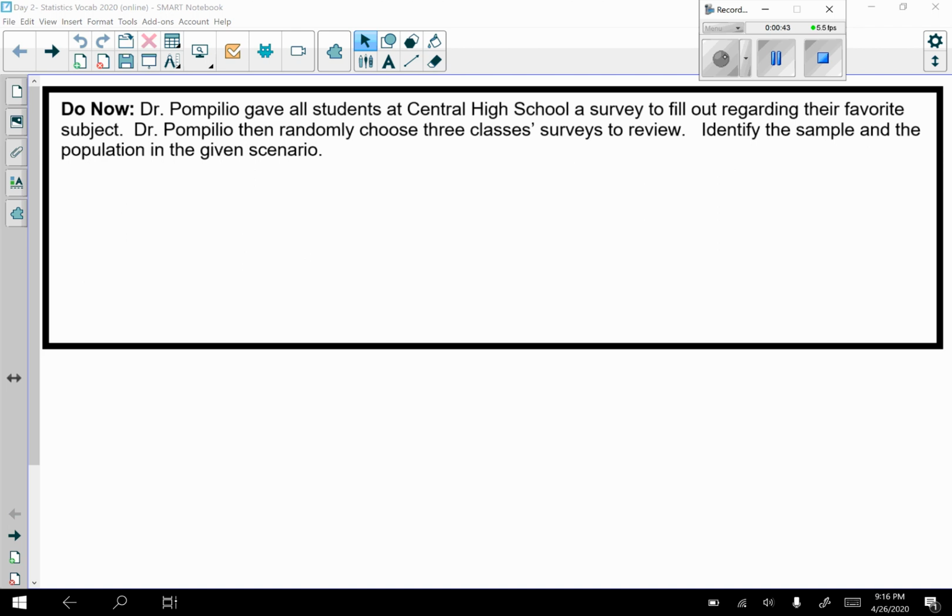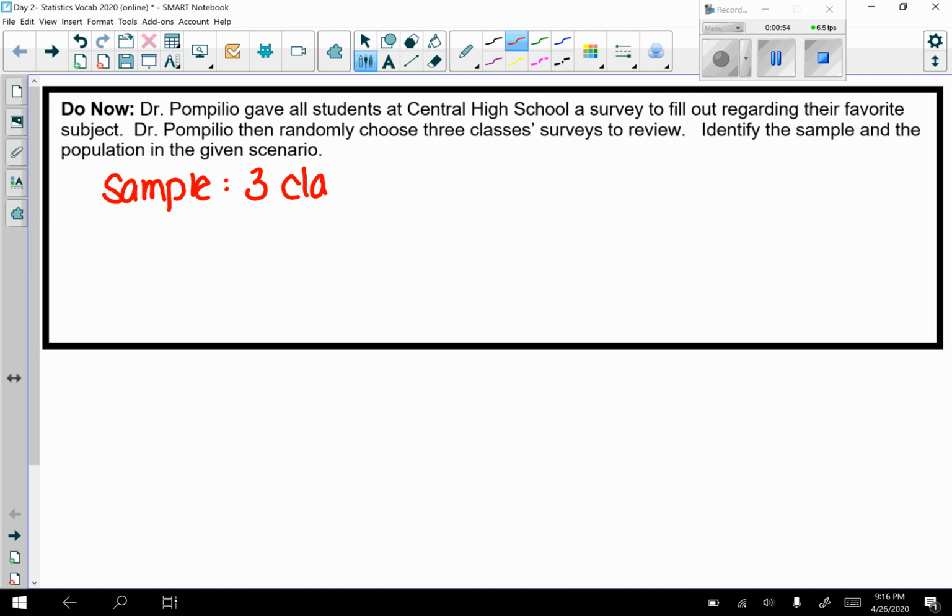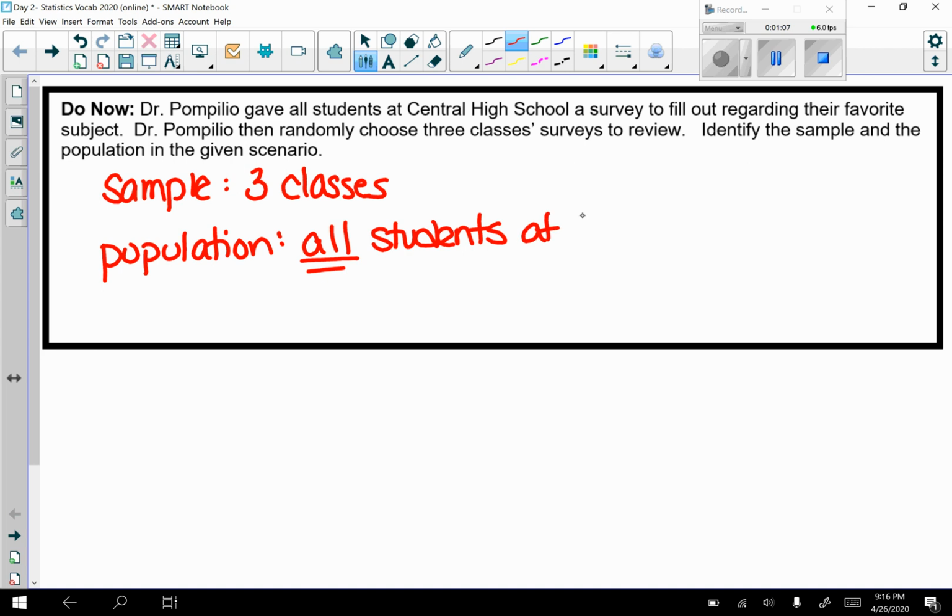So hopefully you were able to identify the sample as the 3 classes. And the population as all students at Central High School. It's important that when you are identifying things like population, use the word all. Or if they give you a specific number, you want to use how many, okay?